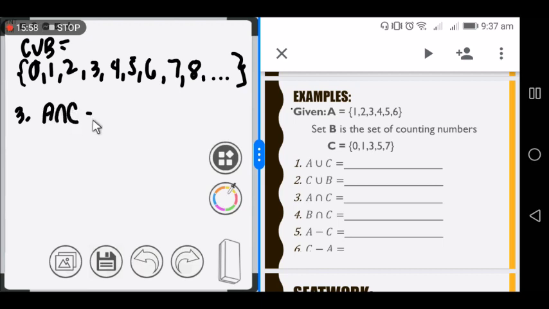Okay? Then, number 3. We have A intersection C. So, ano lang bang parehas sa A at C? Okay, so, ang answer natin, parehas silang may 1, may 3, at may 5. So, sulat natin 1, 3, 5.